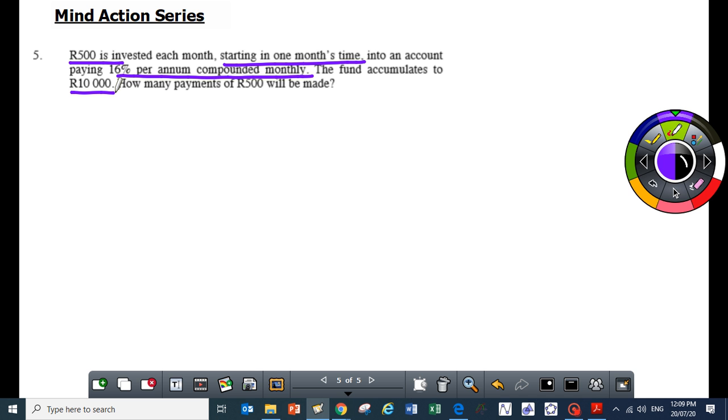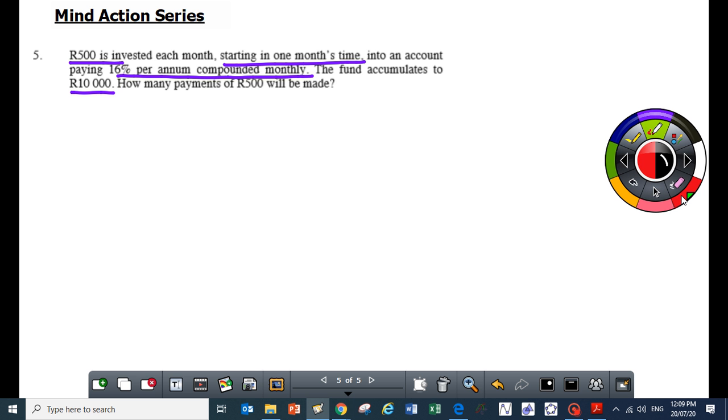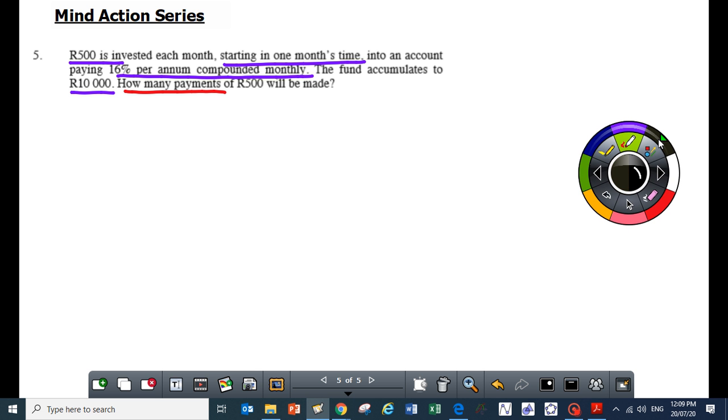Okay, let me use a different color for that. How many payments of 500 rand will be made? Okay, now what does the question want? It wants you to determine N, the number of payments. Okay, so let's highlight that.